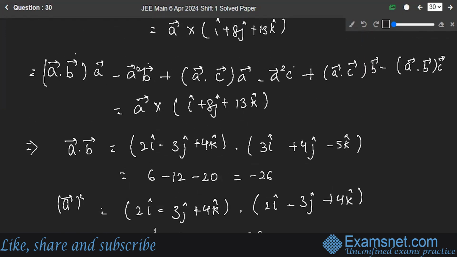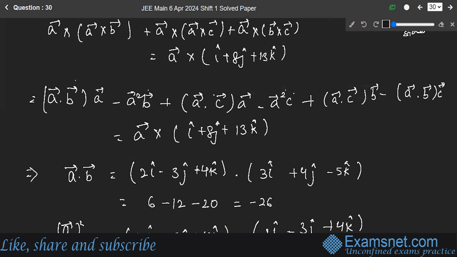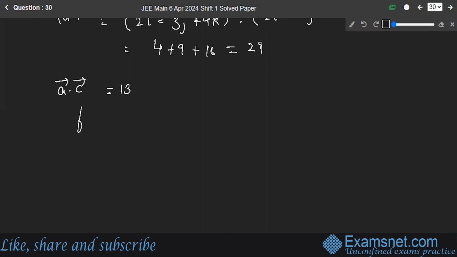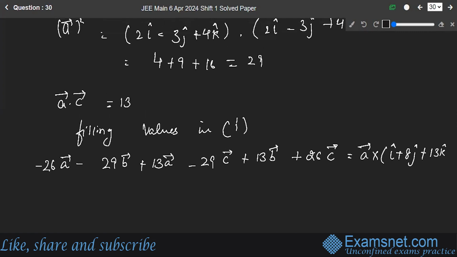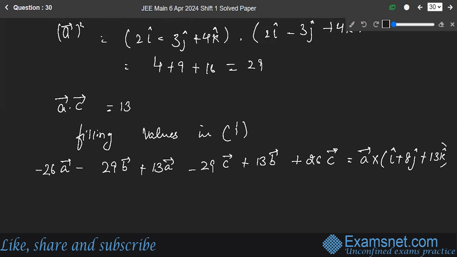I think we have done all this. This is also solved. Yes, we have done everything. Now, let's substitute the values. So, using this one, filling the values in 1, you will get minus 26a minus 29b, 13a, 29c, 13b, 26c is equal to a cross I, 8j and 13k. Okay. Hope you're clear till here.